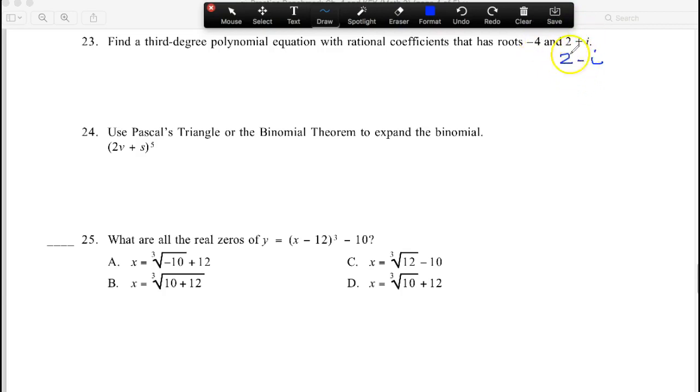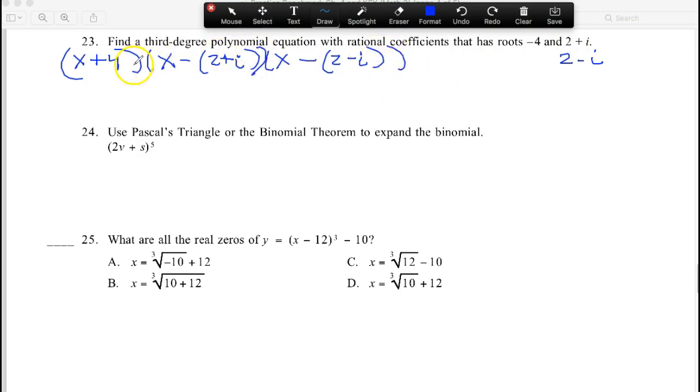So I'm going to go ahead and go, all right, if they're roots, then I can go x minus negative 4 or x plus 4. If I set this equal to 0, then negative 4 is a root. So I know it's x plus 4. And then I'm going to go x minus 2 plus i. And then I go x minus 2 minus i. Now this is a lot of work here. Let me do a double parentheses here.